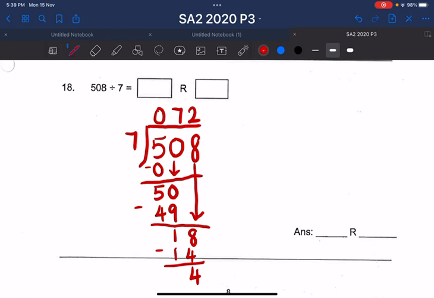So my answer is 72. Remainder, what is the remainder? You see, the remainder is 4. Okay, so the answer is 72, remainder 4. So that's for question number 18.